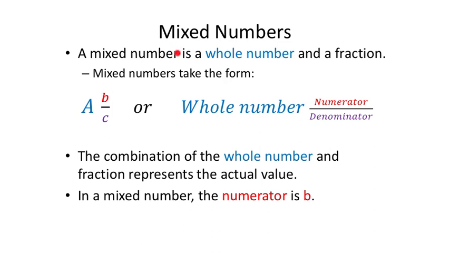So mixed numbers are the combination of the whole number and the fraction that represents the full value right here. But yeah, it's saying here in the mixed number, the numerator is still the top number, which is just showing this in an abstract way, B over C. Okay, so A is our whole number, B is the numerator, C is the denominator. This is the format that we're looking for.